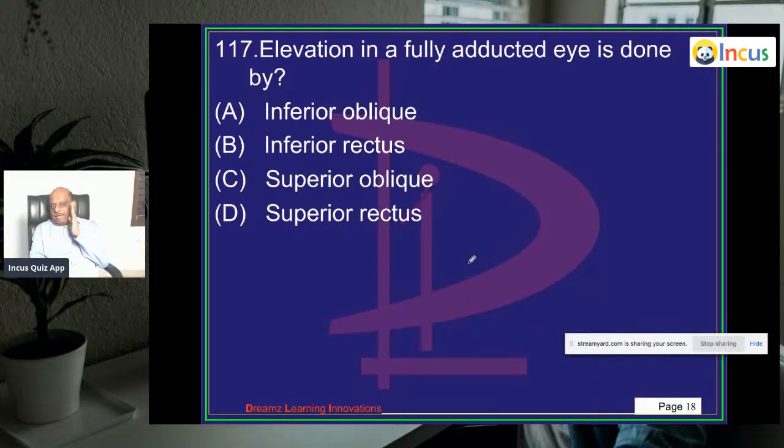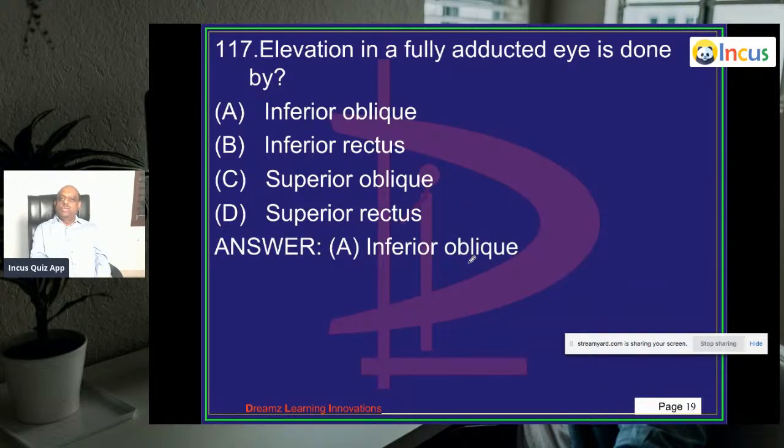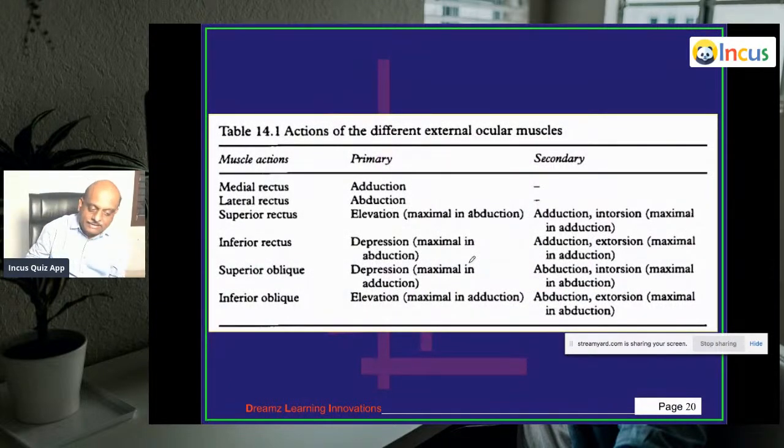If you fully adduct the eye, then who is responsible for elevating it? Always the purpose of the obliques is that inferior oblique elevates, superior oblique depresses, reverse to their names. Whereas superior rectus elevates and inferior rectus depresses. But in the completely adducted position, elevation is mainly contributed by the inferior oblique. So you should know every muscle's primary and secondary function. This is one favorite question, extraocular muscles and functions.